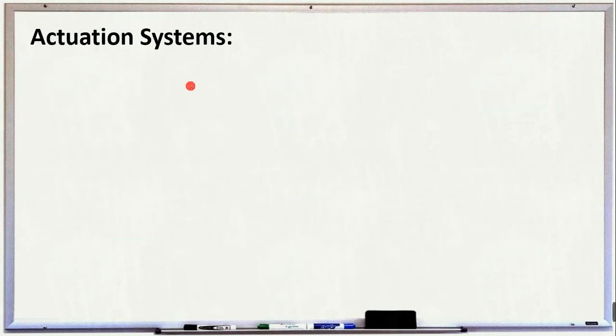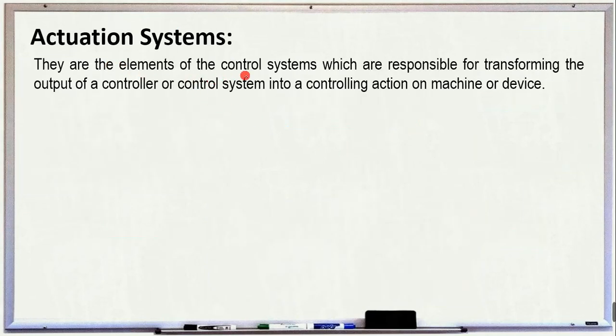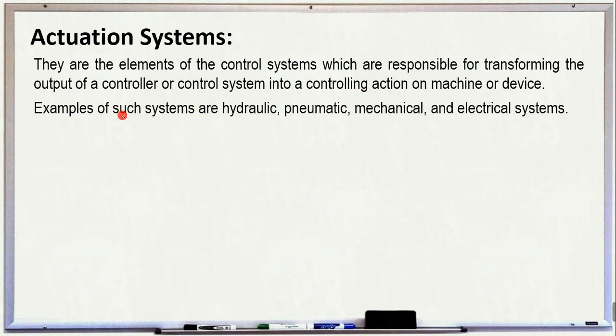It could be a mechanical motion, it could be heat, or etc. So actuation systems, they are the elements of the control systems which are responsible for transforming the output of a controller or control system into a controlling action on a machine or device. Examples, we have hydraulic, pneumatic, mechanical, and electrical systems.